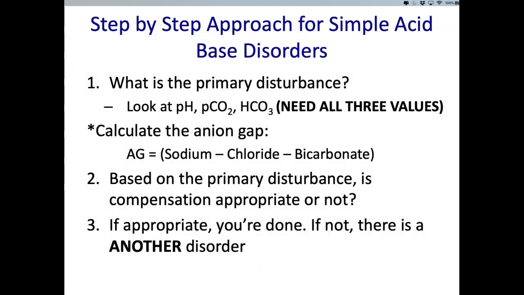Okay, so now let's approach some simple acid-base disorders. This is really important. This is going to help you literally take care of patients, okay? So here is a step-by-step approach for simple acid-base disorders, and this is appropriate for your level right now. You need to first look at the pH, the PCO2, and the serum bicarbonate in order to determine the primary acid-base disturbance, okay? You need all 3 values to do that. If you don't have one of them, you can't really make a good call, okay?